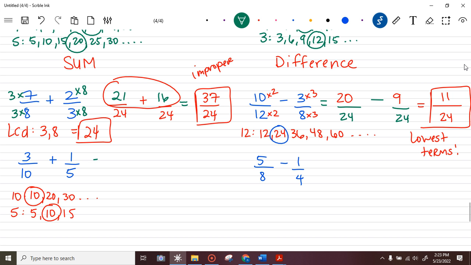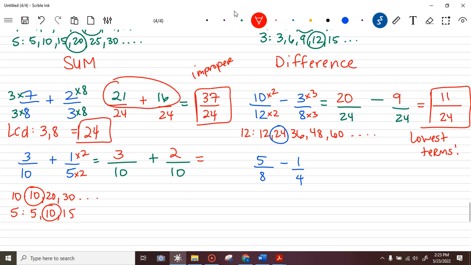So convert to 10. So this one already has a 10. This is a plus sign. This one needs a 10. So this one we don't touch, right? It already has a 10, so you just rewrite this 3 over 10. And then this is the one that needs converting. So we need to times by 2 in order to get 10. 5 times 2 is 10. 1 times 2 is 2.